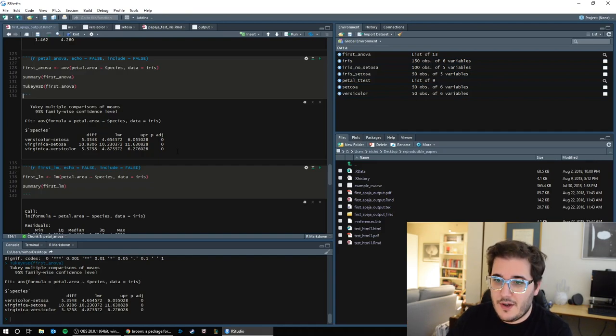So that's ANOVA. Pretty straightforward, pretty much as you would expect from other statistical programs like SPSS. So let's just move straight into linear regression, which is very similar.